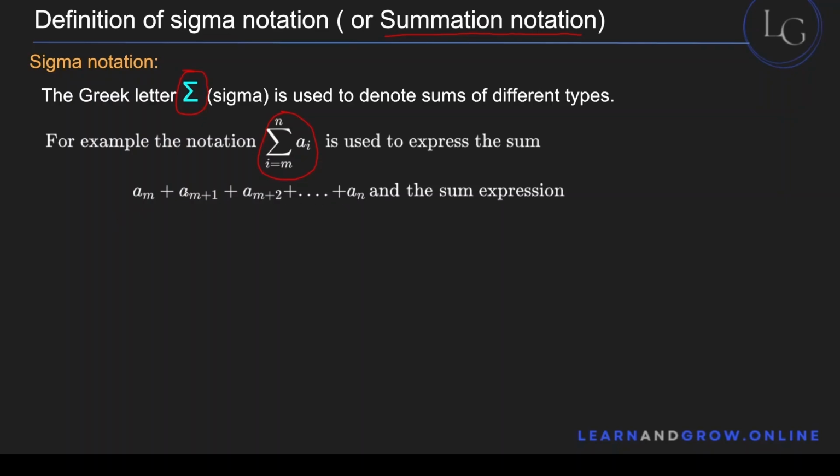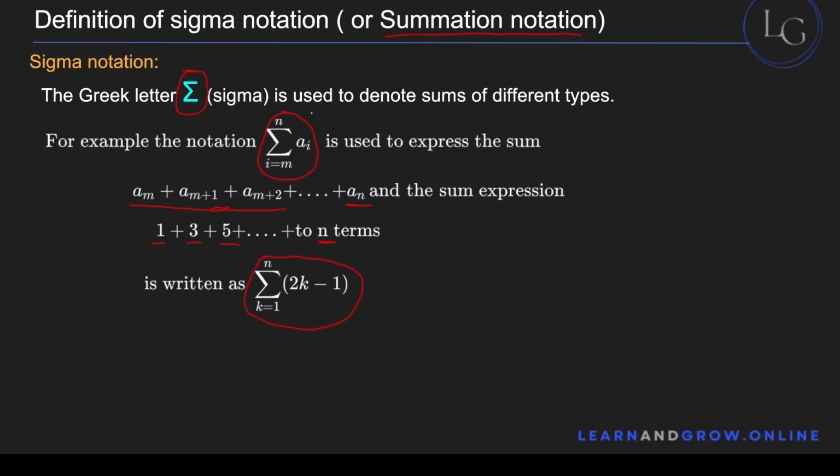What we mean by that is that if there is a series, a sum basically, that goes from am, am plus 1. So basically am is the first term, am plus 1 is the second term, am plus 2 is the third term, and so forth till an. Then the sum expression, so let's just say that am is 1, am plus 1 is 3, am plus 2 is 5, and so forth till n terms, that can be written down like this, because this particular summation is represented like this, and that is just a general way of representing the summation notation.